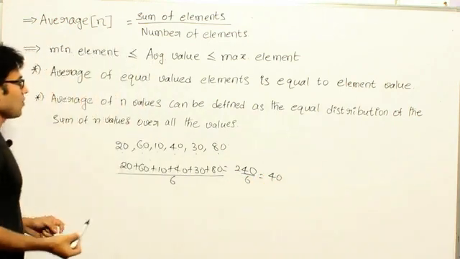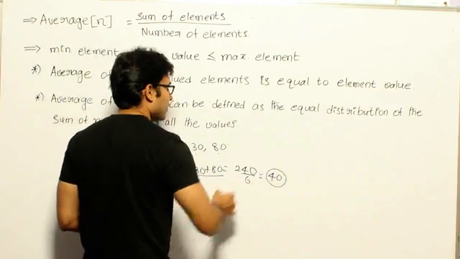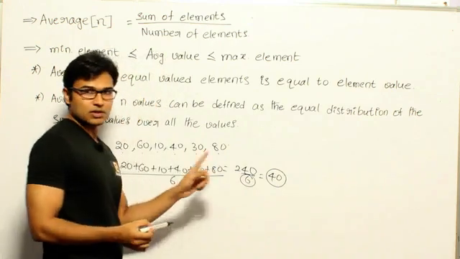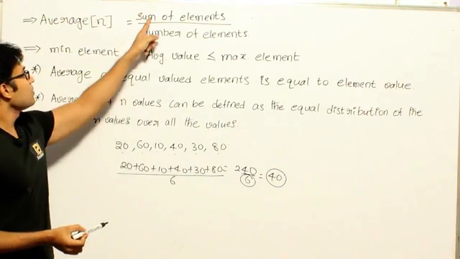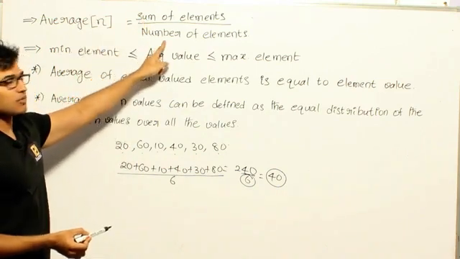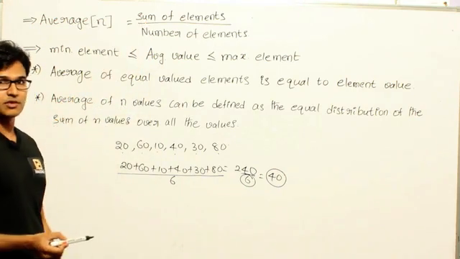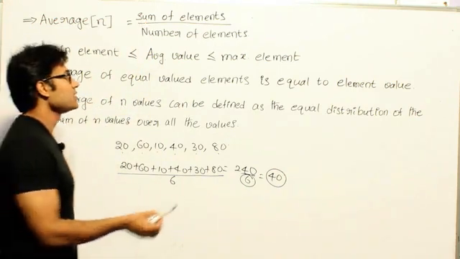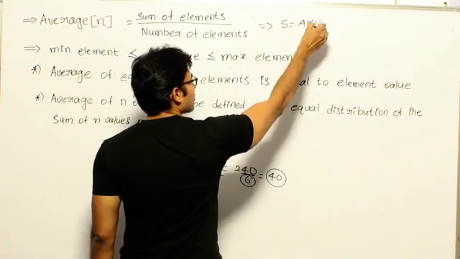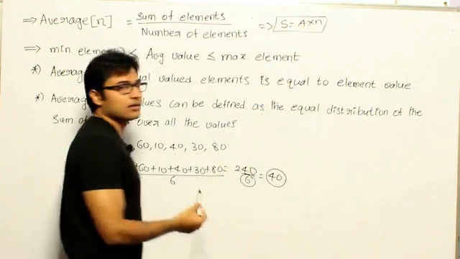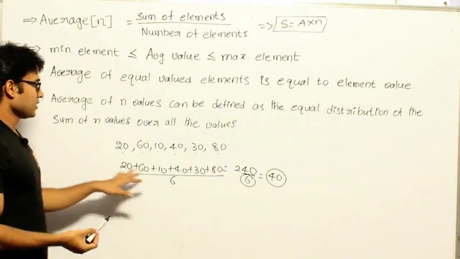Right? Now one thing is, we got the average as 40 and the number of items is 6. Given these two numbers, we can find out the sum of elements as well. The average equals the sum of elements divided by the number of elements. Similarly, the sum of elements equals average times number of elements. So sometimes we are going to use that formula as well. Right? Okay.